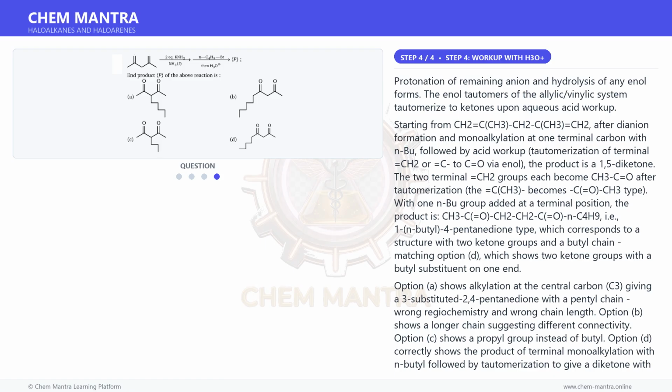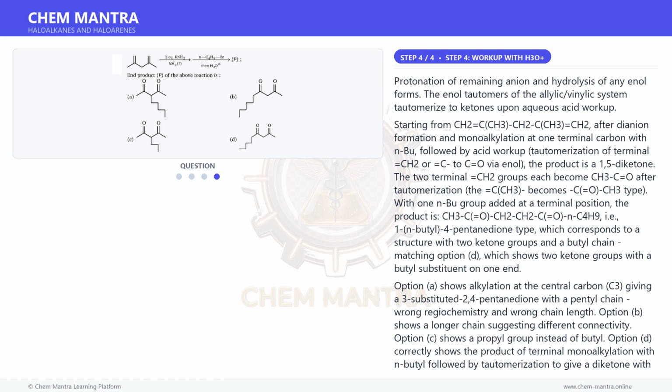=C(CH3) becomes C=O, CH3 type. With one n-Bu group added at a terminal position, the product is CH3-C=O-CH2-C=O-nC4H9, i.e. a 1-n-butyl-2,4-pentanedione type, which corresponds to a structure with two ketone groups and a butyl chain, matching option D, which shows two ketone groups with a butyl substituent on one end.